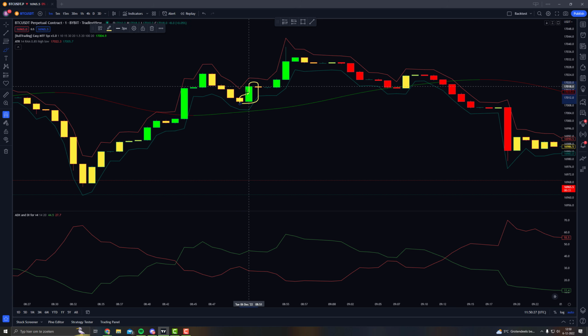Okay, right here is an entry. Oh, that's a really nice circle. Right here's an entry because the candle turned from yellow to green. The candle is above the line and the line is green. And on the ADX indicator, the green line is above the red line. All of these things are a confirmation for us to take a long position.